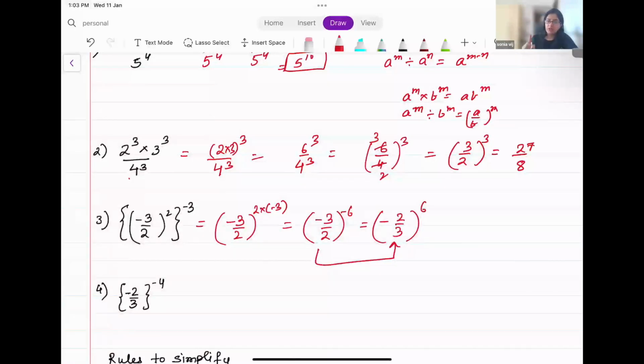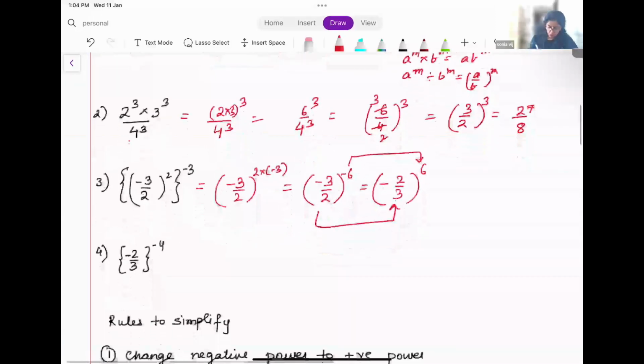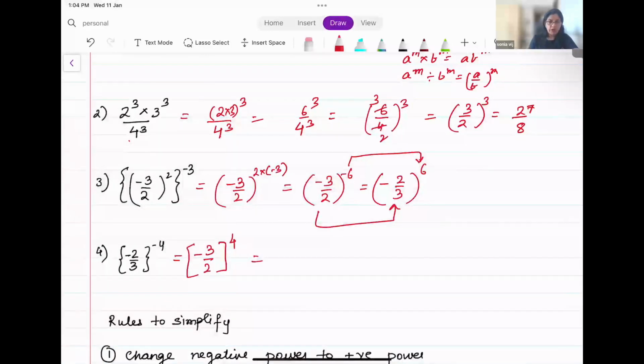The only change is if I change from negative power to positive power, I'm just reversing the fraction. That's it. So suppose this is the question and I have to give it in positive. So first thing, I do minus 3 upon 2, 2 to the power 4. That becomes, if I have to write the answer in the numerical form, the whole numbers, then it will be 3 to the power 4.